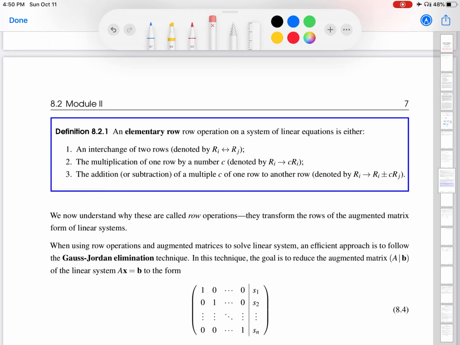So there's the interchange of 2 rows. Here is the multiply a row by some number, and here is combine in some way 2 rows, add, subtract, perhaps scaled, to be the result of the original row.